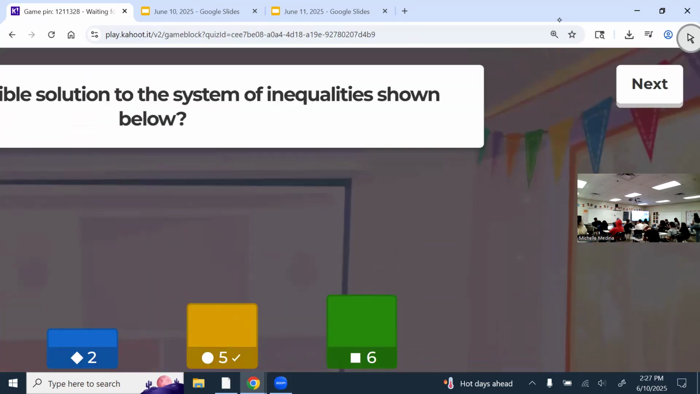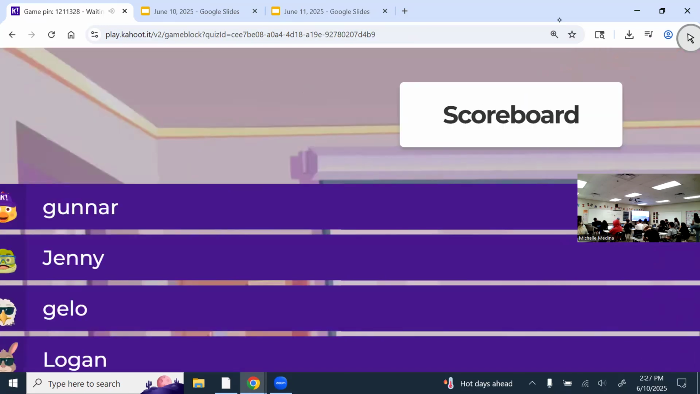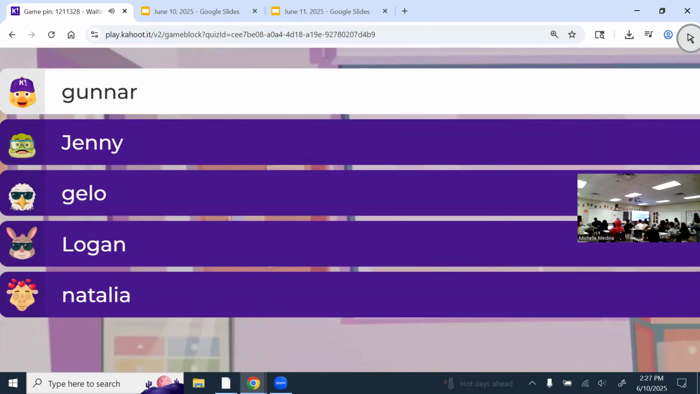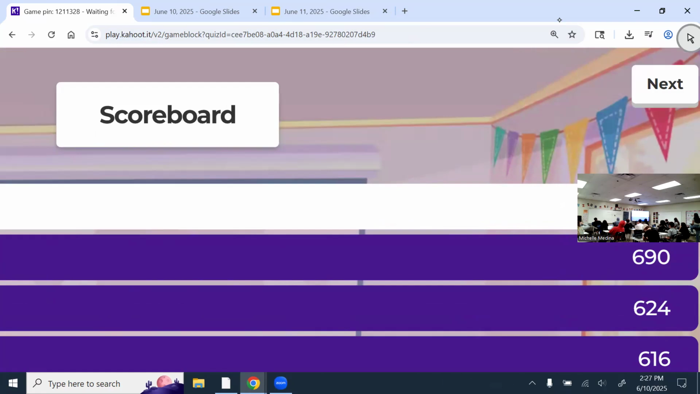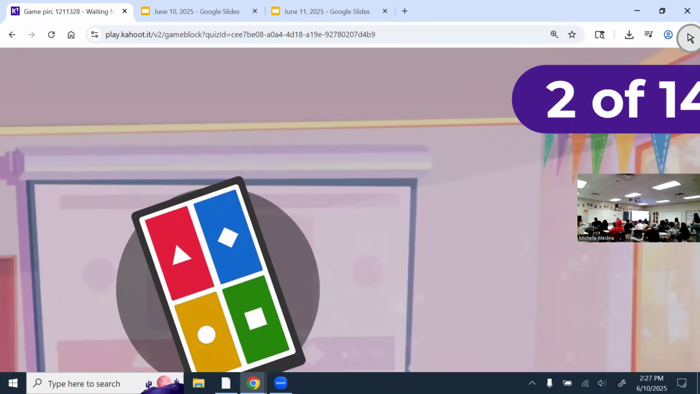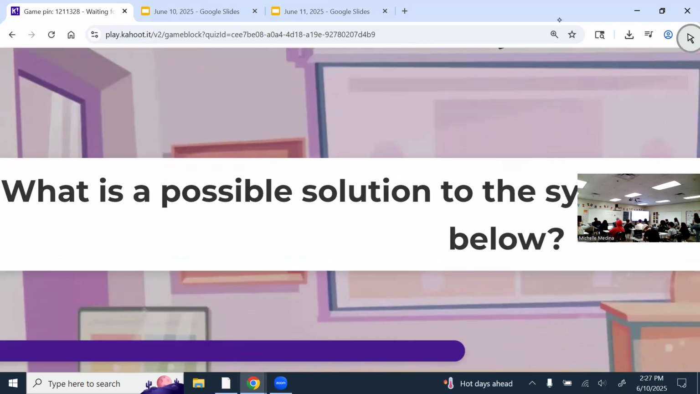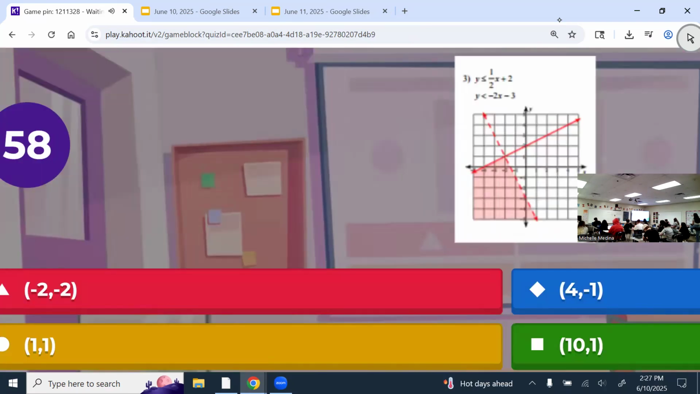So that's replacing the taking notes, so I hope you're getting it. You're still required to take notes on this as we go. The practice: what's a possible solution to this system?